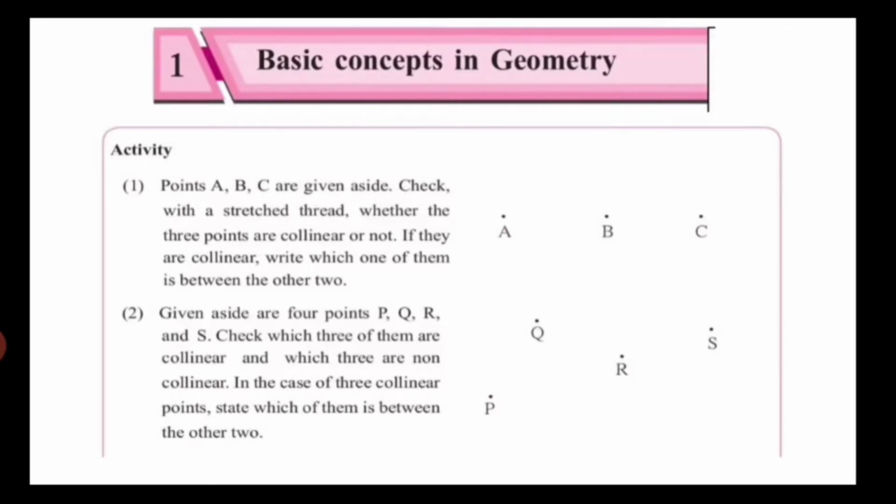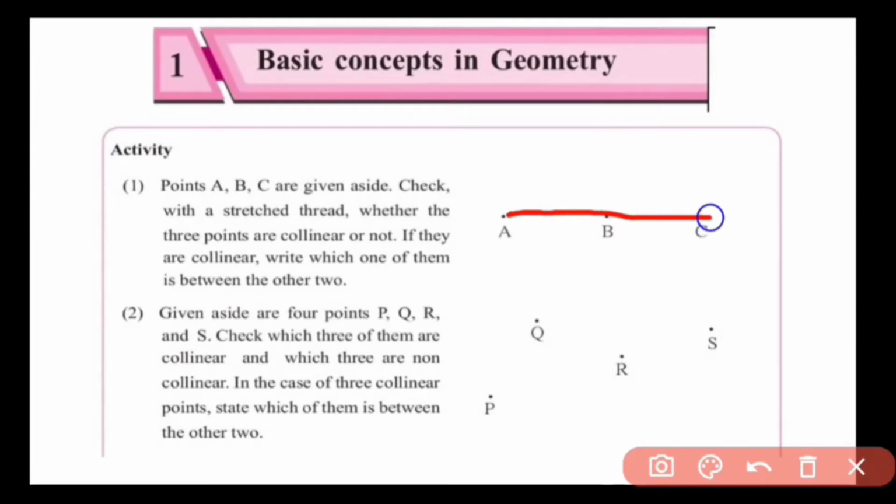So we have to take a straight thread. We have to place it in such a way that point A, B and C can be seen on that straight thread. And we have to check whether these 3 points are collinear or not. We can do the same activity by using our ruler and pencil. We have to draw a line passing through these 3 points and then we have to check whether they are in the same line or not. Let me draw the line properly.